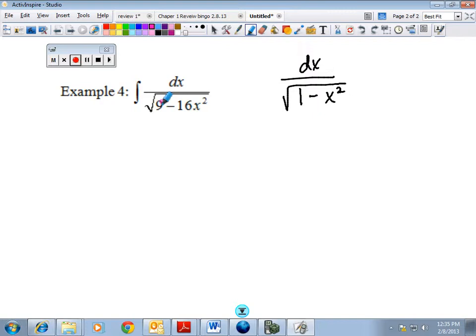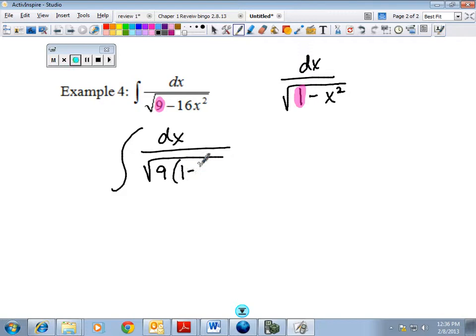My main issue is there's no way to get around that this has to be a 1. So what can I do to this thing to make that 9 turn into a 1? Well, what if I factor out a 9? 1 minus would be 16/9 x squared. Now, do I have a 1? Well, yeah, but I also have this 9. What the heck do I do with that?